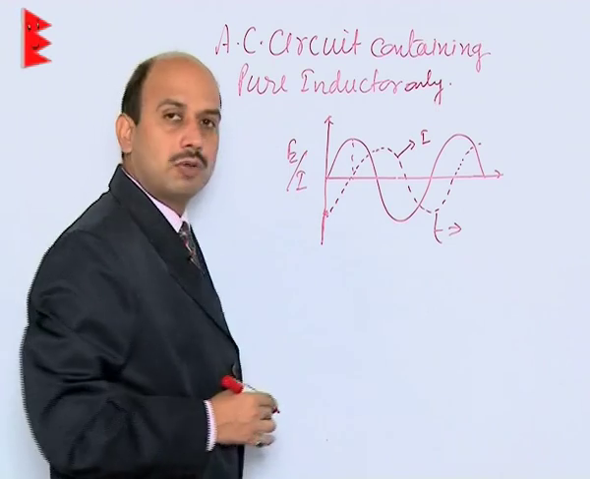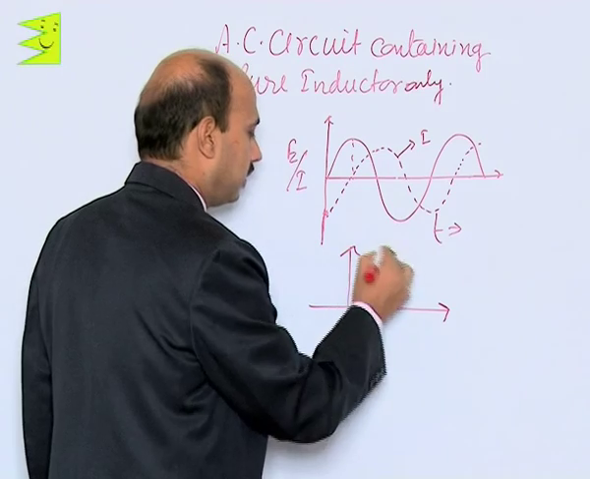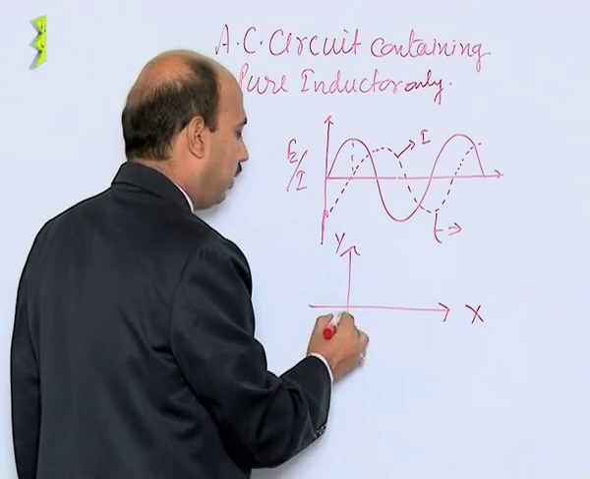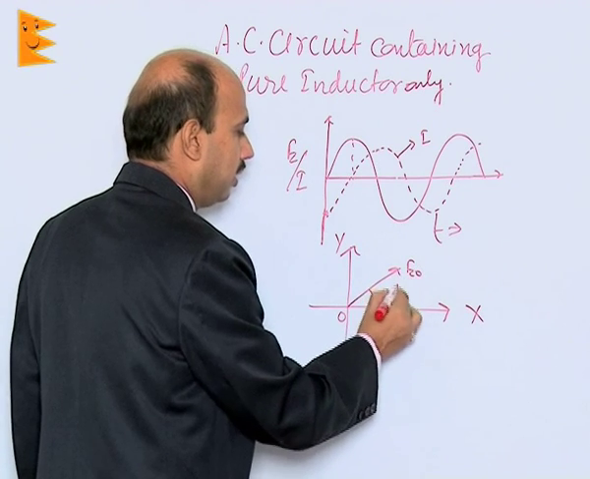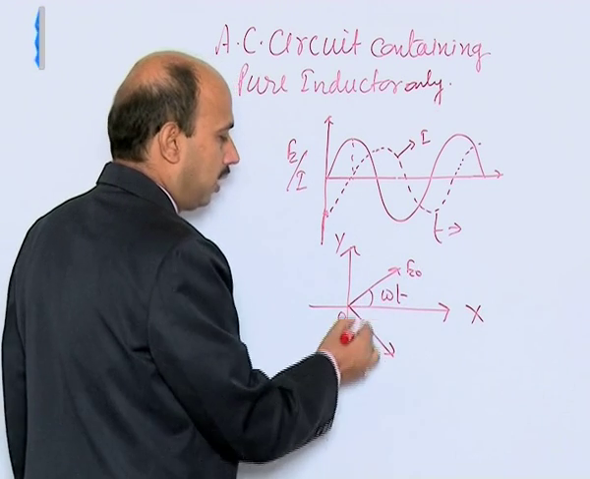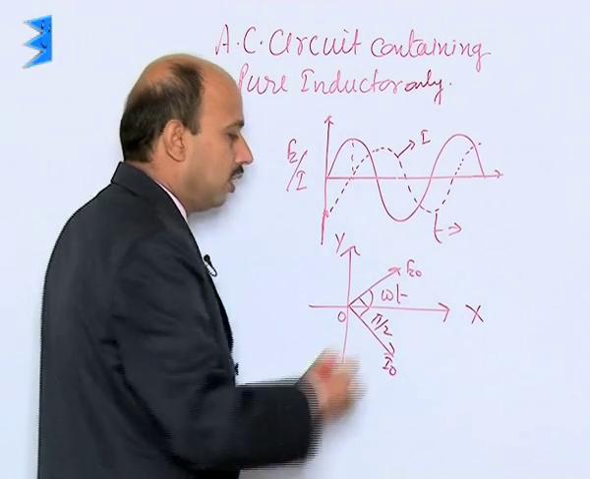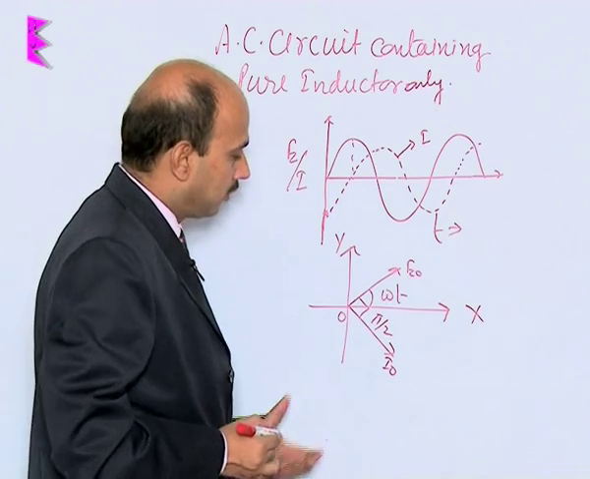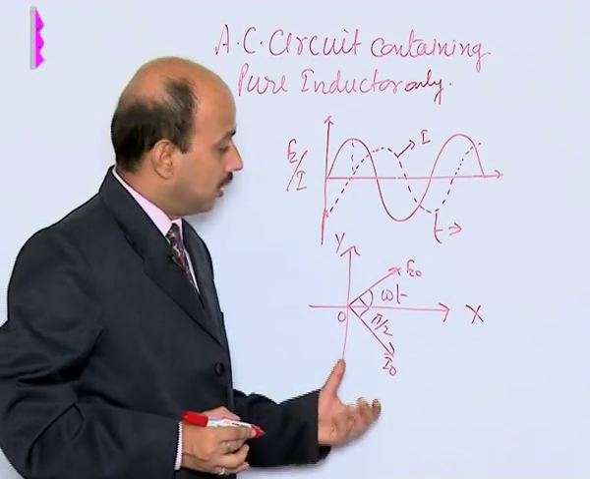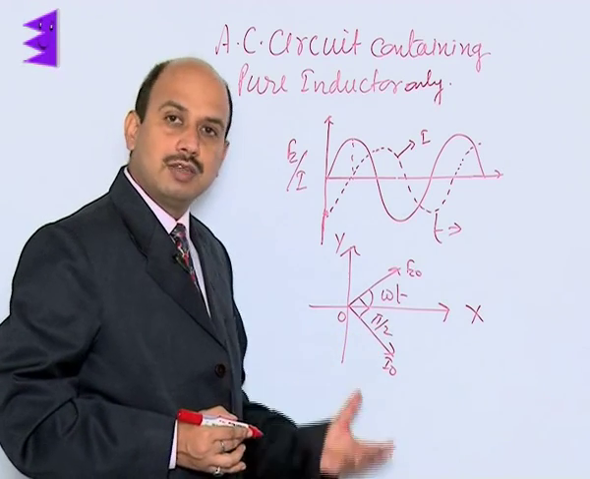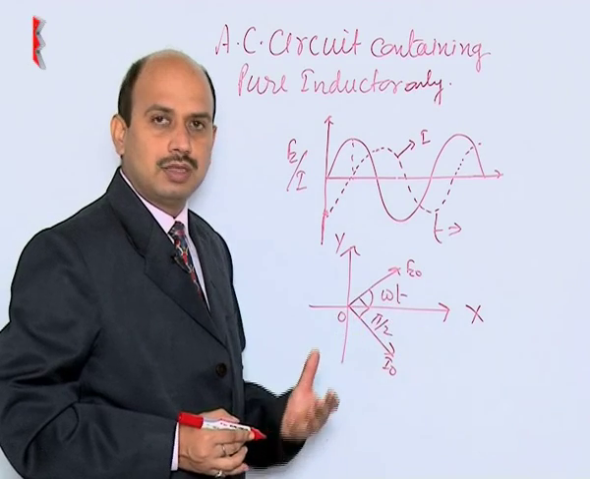This is starting from the negative side, and its phasor diagram can be drawn this way. Suppose you take x and y axes, and this is the origin. EMF is on this side, E naught, at angle omega t. The current will be somewhere here, this angle is pi upon 2, and this is I naught. So the current is lagging behind by an angle of pi by 2. This is the phasor diagram for the current and voltage in the inductive circuit, and this is the graphical relation, the sine curve, for the EMF and current in the inductive circuit.